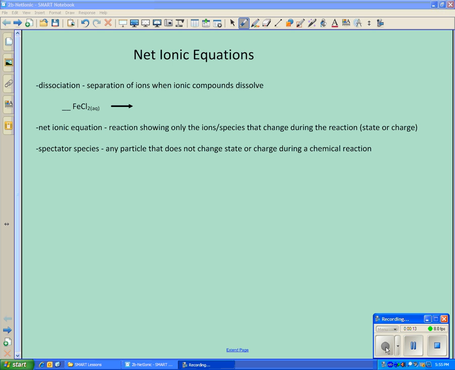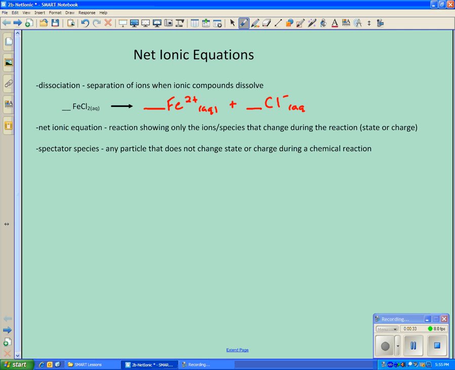Reminder, a dissociation reaction is a separation of ions when an ionic compound dissolves. So something like iron 2 chloride, when it dissolves in water, will create iron 2 ions and chloride ions. And we need to balance this to show how many of each species is present. So for every 1 iron chloride that dissolves, we get 1 iron 2 ion and 2 chloride ions.